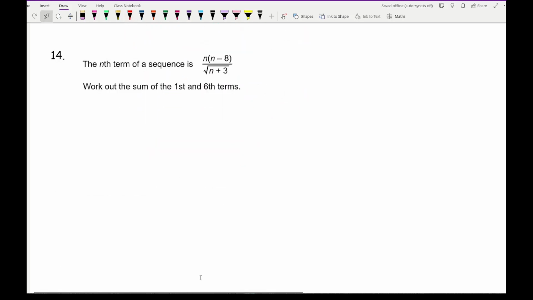Then moving on to question 14. So this is looking at sequences, and it says the nth term of a sequence is n times n minus 8 over the square root of n plus 3. And the question is asking us to work out the sum of the first and the sixth term. So the first term is where I substitute n equals 1.